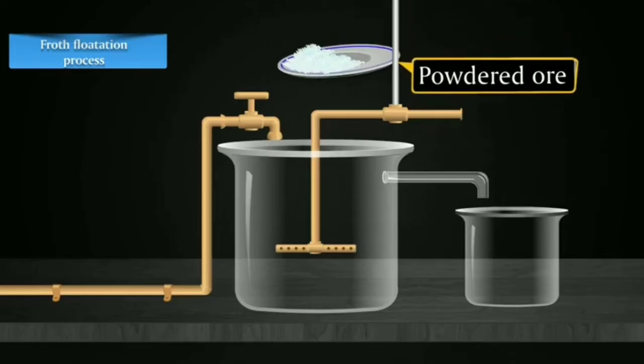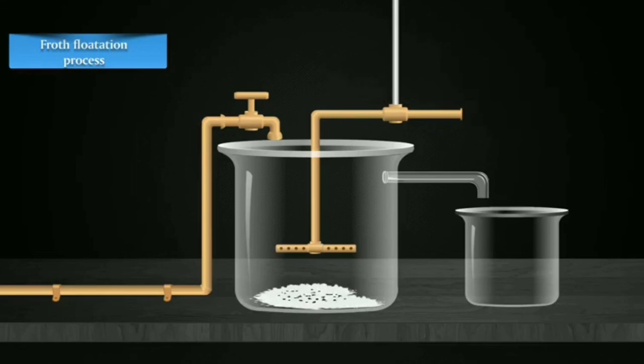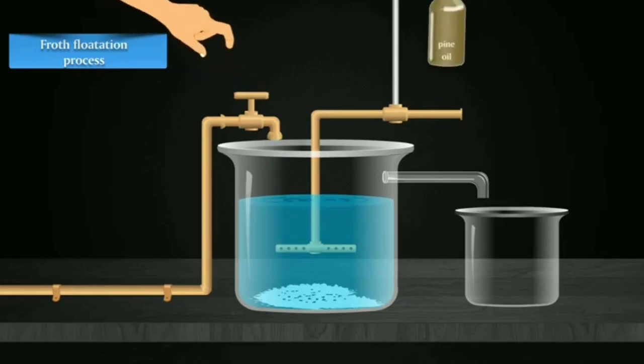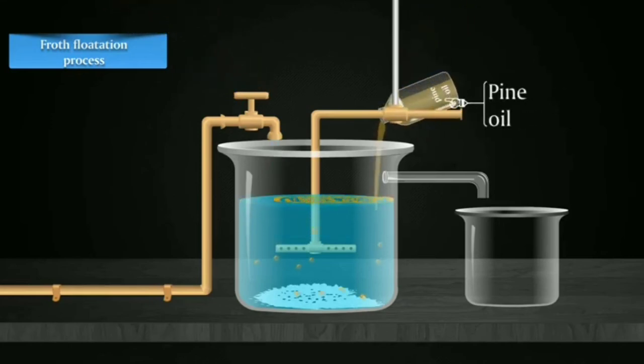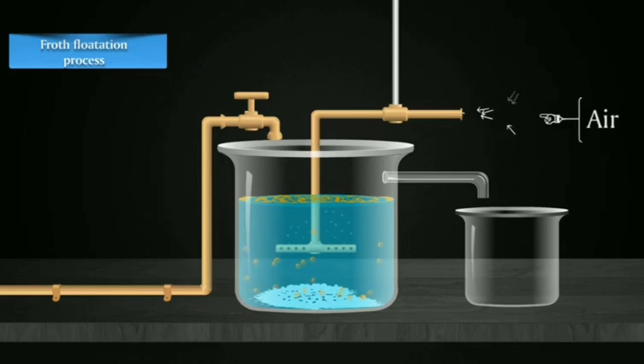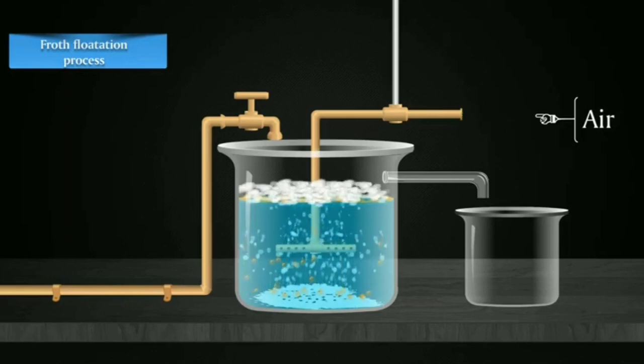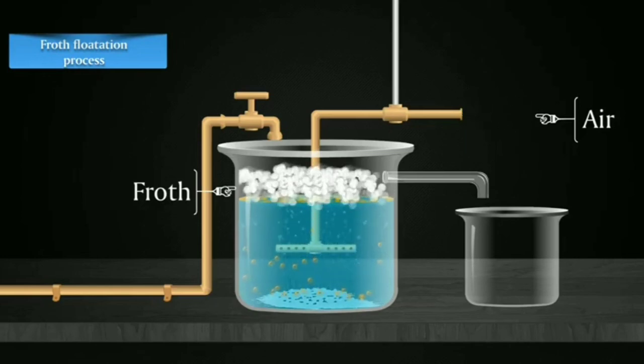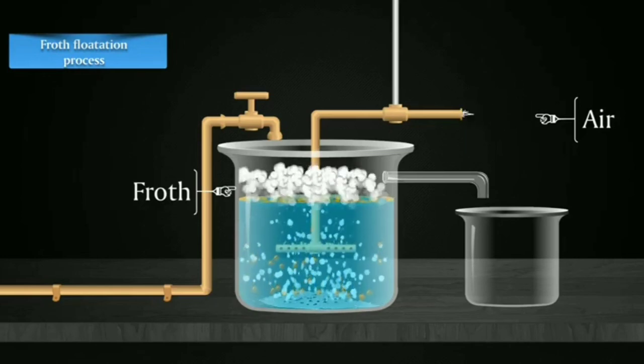The powdered ore is taken in a tank and then water is mixed with it. Add some pine oil to it. Air is bubbled through the mixture from the bottom of the tank. A thick froth is formed. Froth, being lighter, rises to the top of the tank along with the particles of sulfide ore sticking on it.